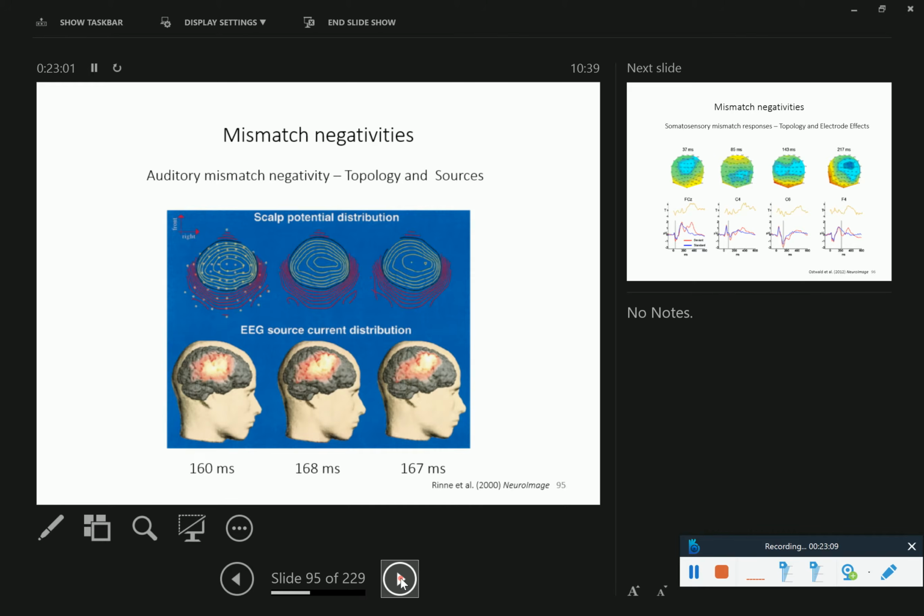This then shows an example of an attempt at source localization. This is auditory mismatch negativity. Here you see the topography. Essentially you can think of this as the difference between deviant and standard, and that's where it's at 160 milliseconds post stimulus, a little bit later and a little bit later.